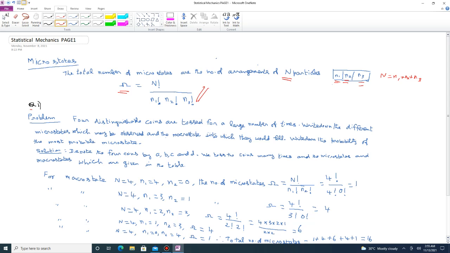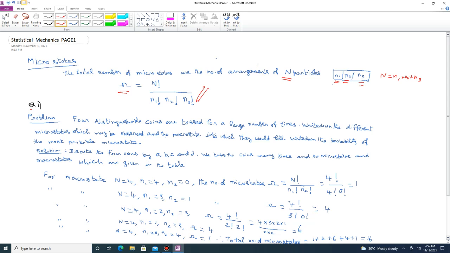Now let us discuss some problems. Take the first problem. 4 distinguishable coins are tossed a large number of times. Write down the different microstates which may be observed and the macrostate into which they would fall. Also write down the probability of the most probable microstate. So this is a problem.